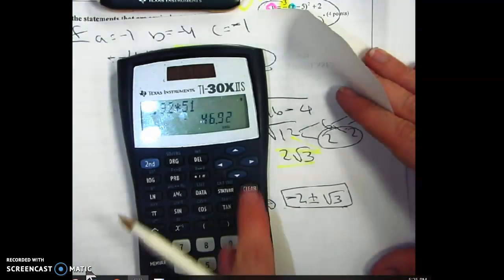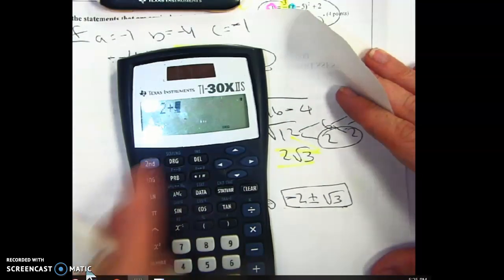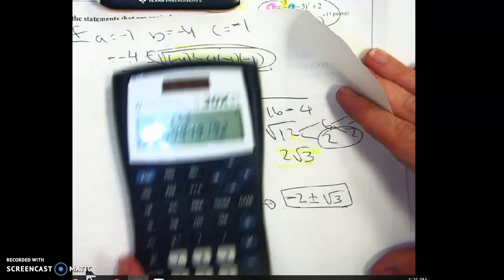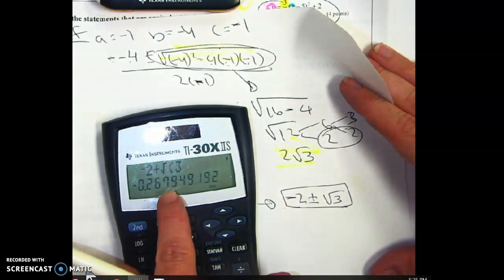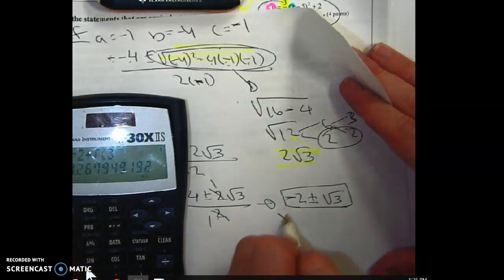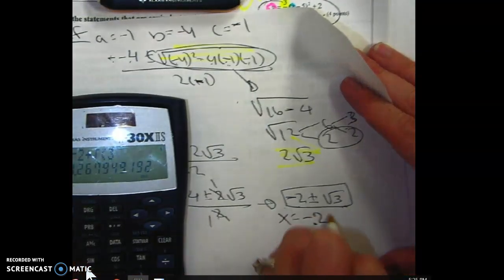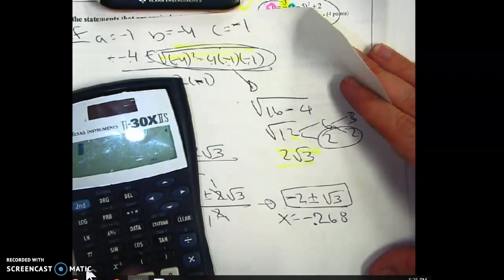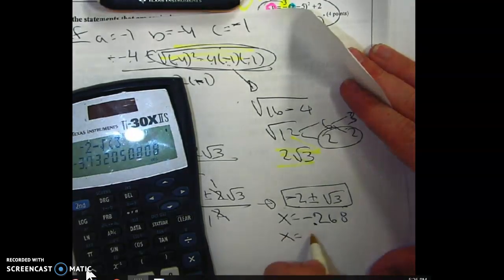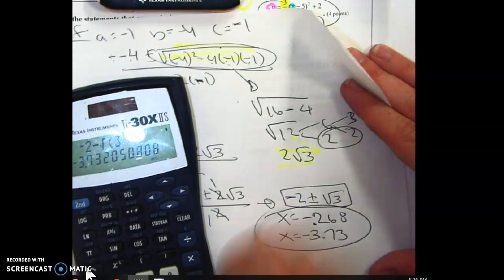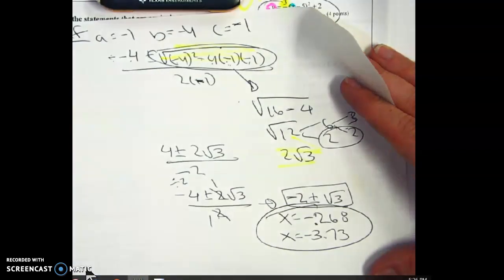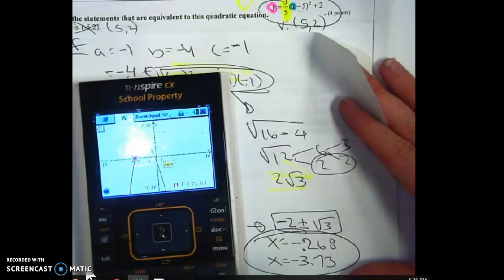So turn it on. -2 plus the square root of 3. -0.268. Remember, it was 0.268, so I've proved it. And then -2 minus the square root of 3, and it was x equals -3.73. That's exactly what it had on my graph. So I know that I'm good to go.